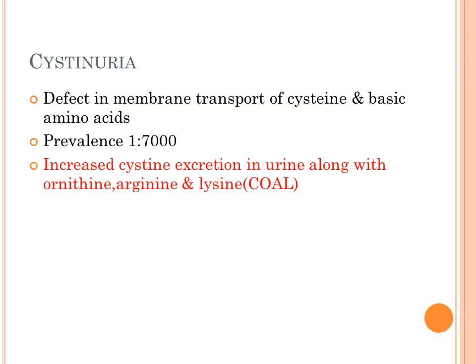So the first disorder related to cysteine metabolism is cystinuria. As the name indicates, there will be excessive excretion of cystine in the urine. So this is a defect in the membrane transport system, where the transport mechanism related to the transport of cystine and various basic amino acids is defective. Not very uncommon, prevalence is 1 in around 7,000, and along with the increase of cystine excretion, excretion of ornithine, arginine and lysine also increases. So overall it is called COAL, standing for cystinuria, ornithinuria, argininuria and lysinuria.